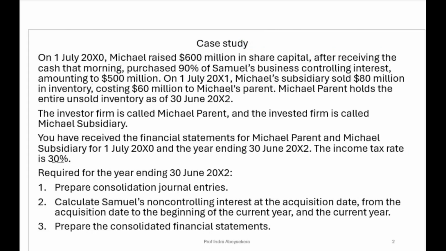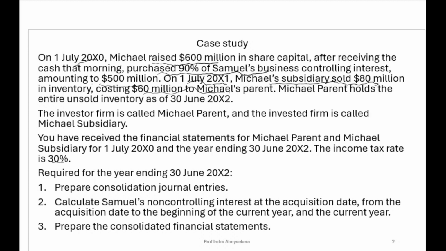The case example that's taken here is on 1st of July 20X0. Michael raised 600 million of share capital, and after receiving that cash, purchased 90% of Samuel's business, controlling interest, for 500 million. On 1st of July 20X1, Michael's subsidiary sold 80 million in inventory costing 60 million to Michael parent. So there's an intergroup transaction.